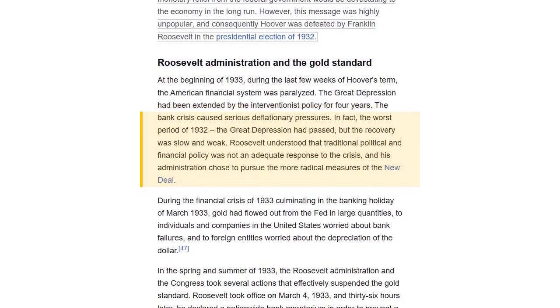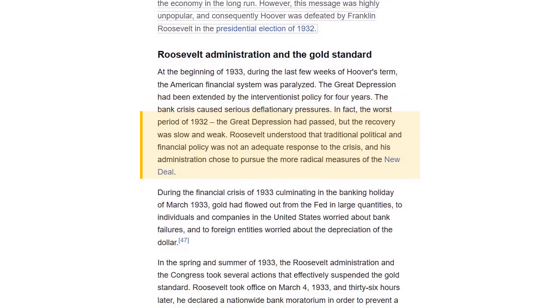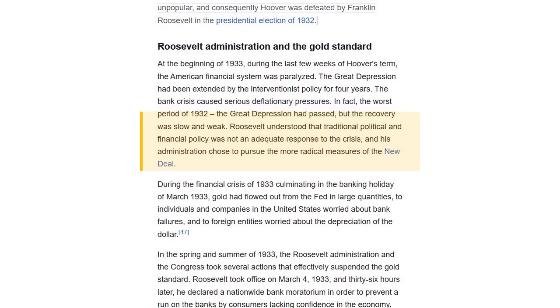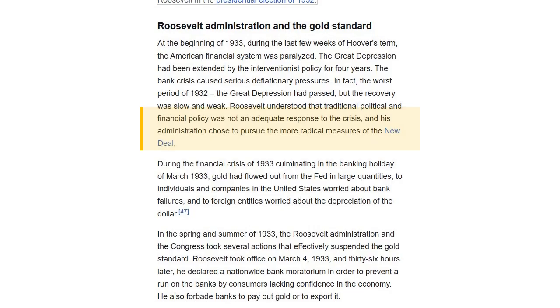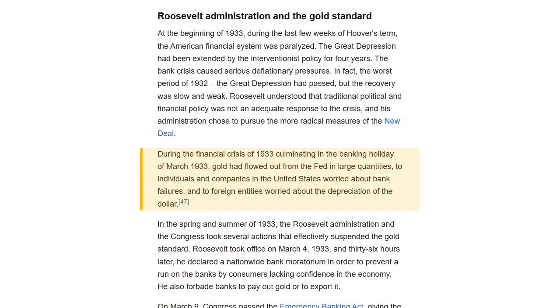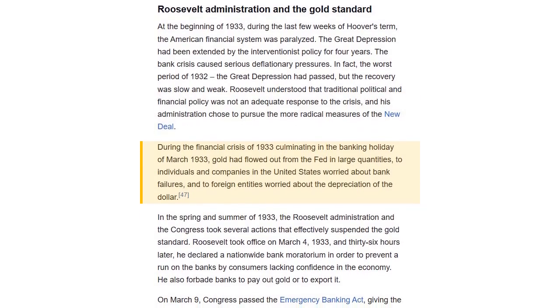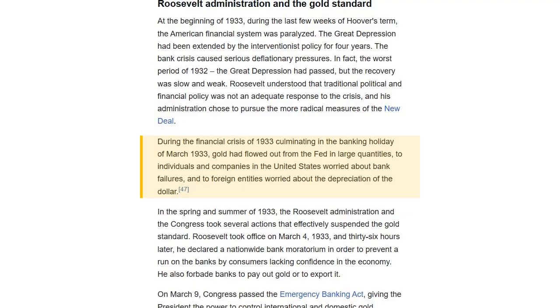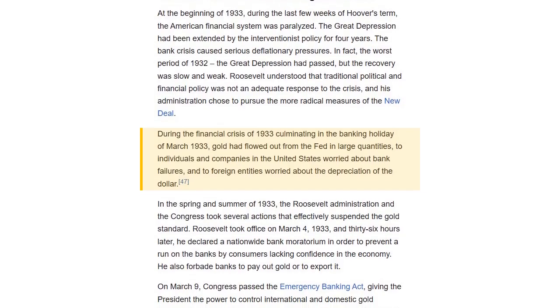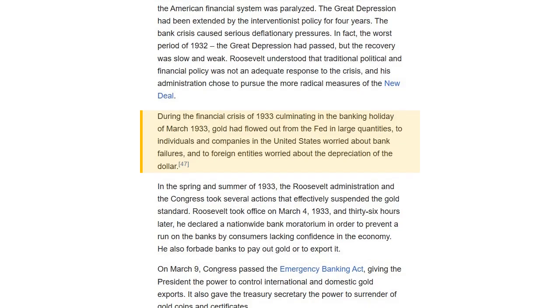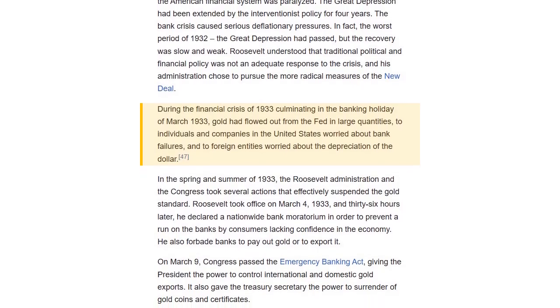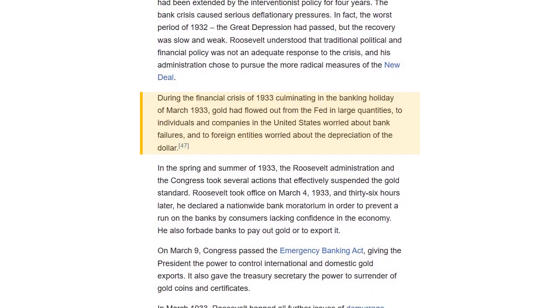Roosevelt understood that traditional political and financial policy was not an adequate response to the crisis, and his administration chose to pursue the more radical measures of the New Deal. During the financial crisis of 1933, culminating in the banking holiday of March 1933, gold had flowed out from the Fed in large quantities to individuals and companies in the United States worried about bank failures, and to foreign entities worried about the depreciation of the dollar.